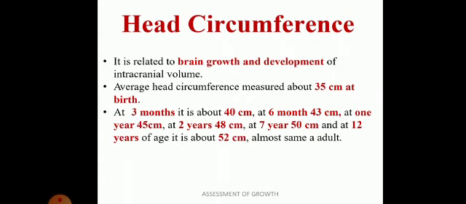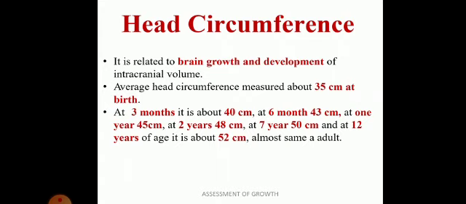Clear? So at the age of 1 month, plus 2 means 37. At 2 months, plus again 2, so that is 39. At 3 months, again plus 2, so it is 41. So for the first 3 months you have to add plus 2 for each month. Then for the 4th, 5th and 6th month you have to add 1. Clear?